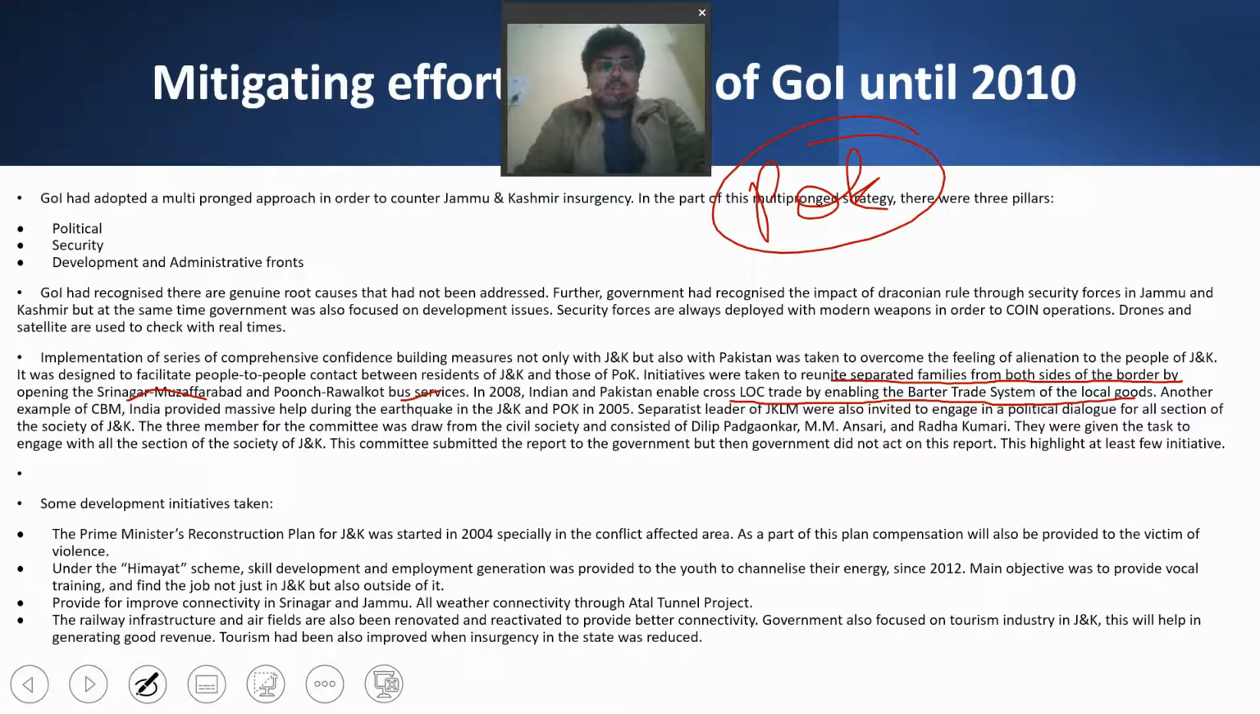So India provided massive help during the earthquake. When the earthquake happened in the Jammu and Kashmir regions, on the Pakistan side also, India came in front of them and helped them.